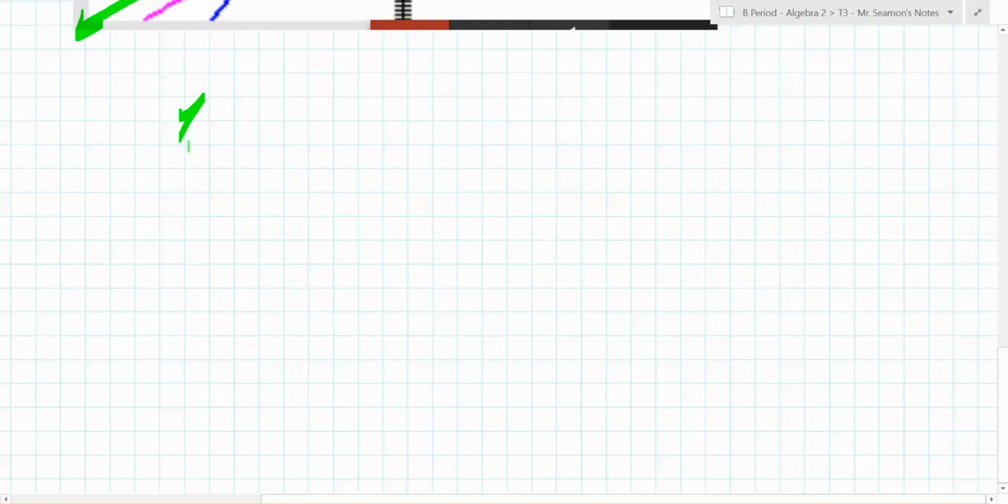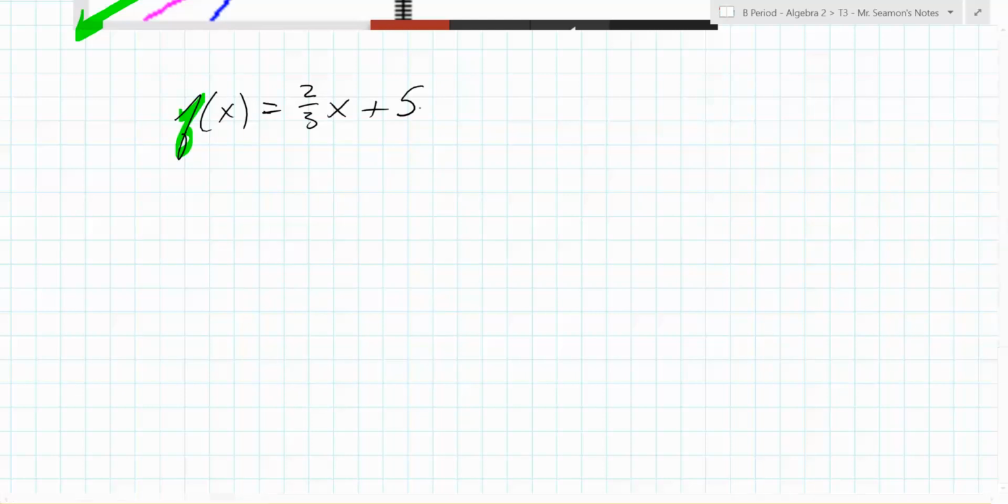So if I had f of x equal to, let's say, 2/3 x plus 5, it's a little bit different because there's a fraction, but does the work change to find the inverse function? Does the work change? No, it doesn't. It doesn't at all.